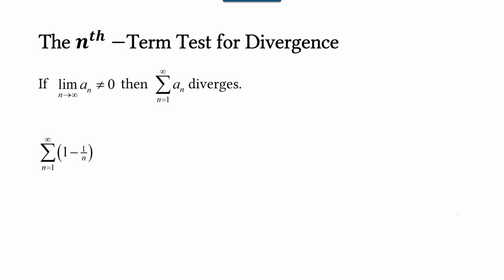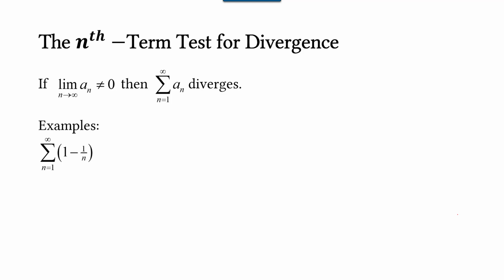All right, so we're going to take a look at our first test. This is called the nth term test for divergence. And the idea is that if you take a look at the nth term of a series, not the sum, but just the nth term by itself, and as n goes to infinity, if that limit is not 0, the series can't converge, it has to diverge.